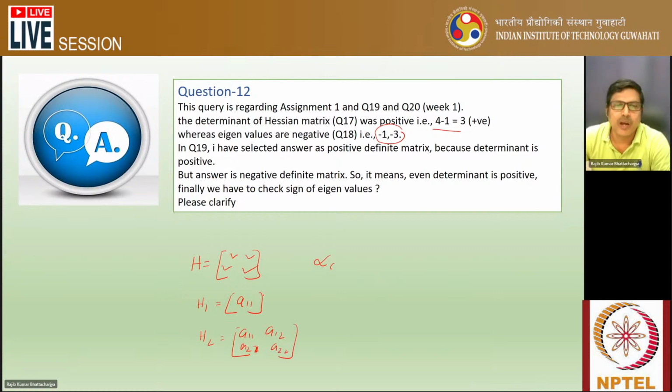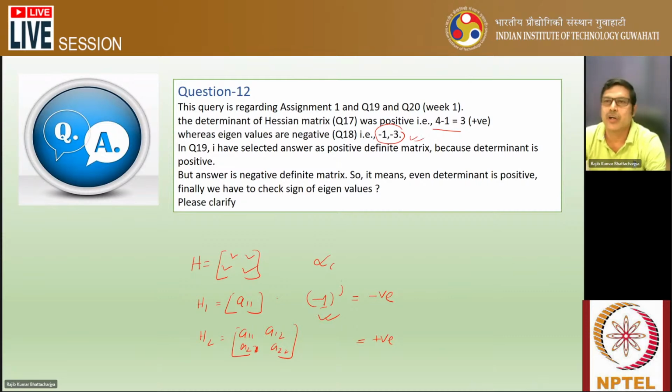Okay, so now if H1 is, you have to follow this particular rule, -1 to the power j. That means the first one should be negative, then the second one should be positive. If this rule is followed, then you can say that your matrix is a positive definite matrix. But in this particular problem, the eigenvalues are negative, so therefore this is a negative definite matrix. So I hope this is clear.